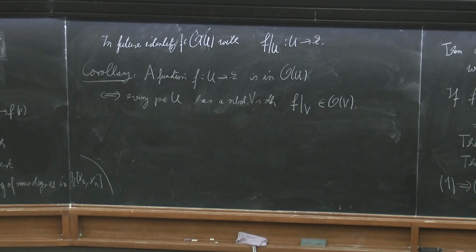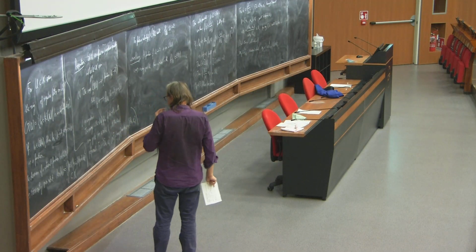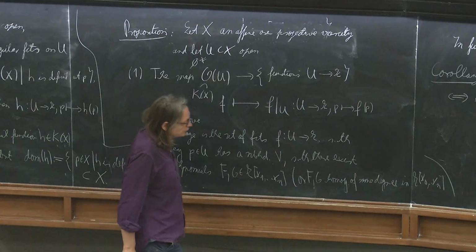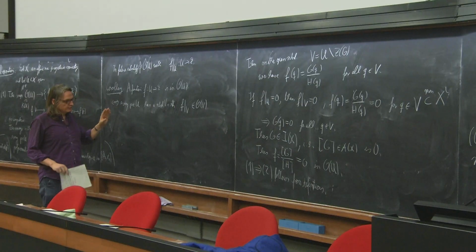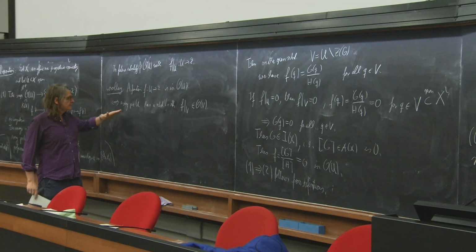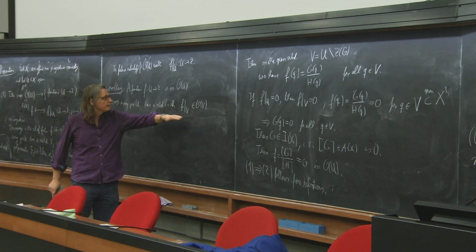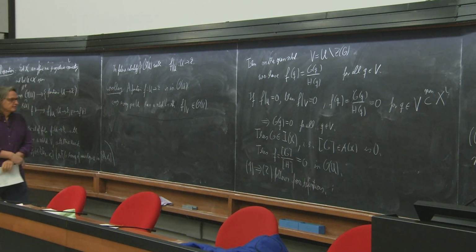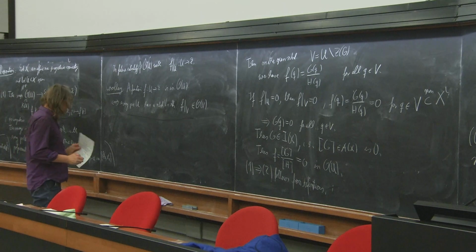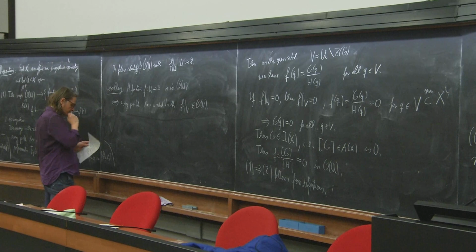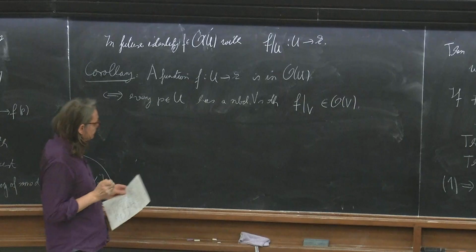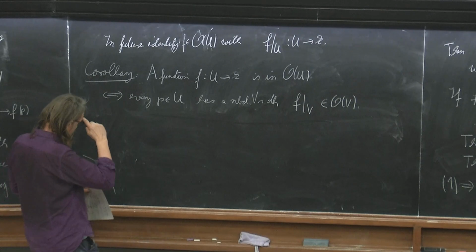This follows directly from the second description, because to be in O(U) or in O(V) means that every point has a neighborhood such that it's locally given as a quotient of two polynomials, and that's already in this form. And so it's clear that this follows. I want to give a few more properties of regular functions, which are useful to work with them.